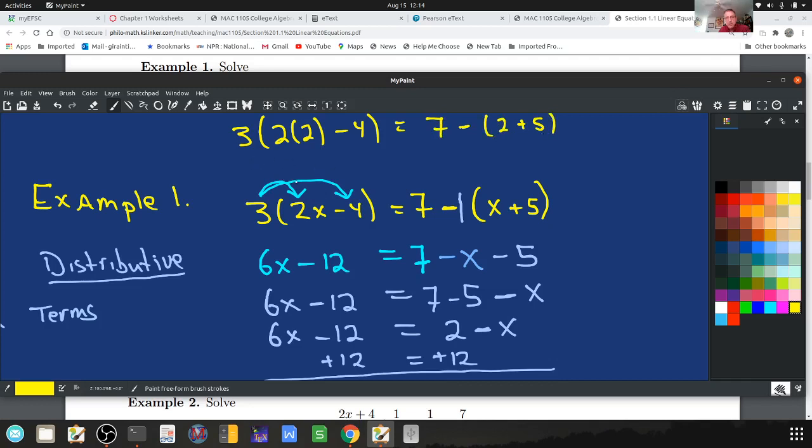Well, this becomes 3. 2 times 2 is 4, minus 4. And this becomes 7 minus... what do you do in parentheses? You do parentheses first. That's 7. I don't have room to do this, so I'm going to go ahead and erase really fast. I'm going to erase this right here.